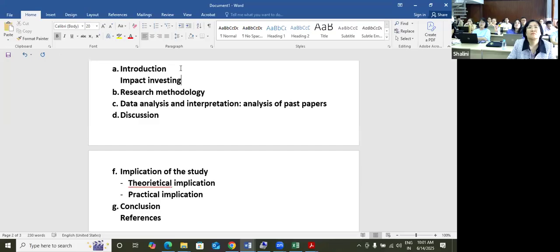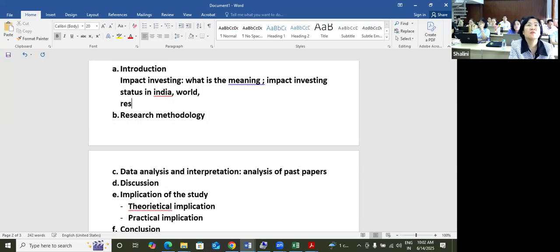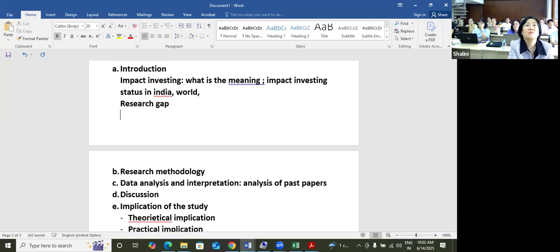So what we will write here is, what is the meaning? Meaning in a few lines, 1 or 2 lines. So impact investing, its status in India, in the world, what is the research gap? What is the research gap? And what are the objectives of the study?